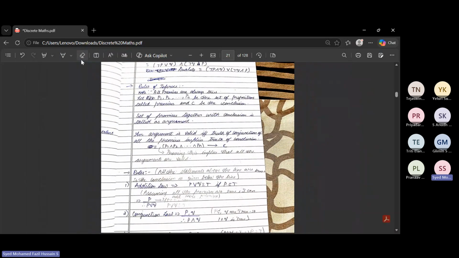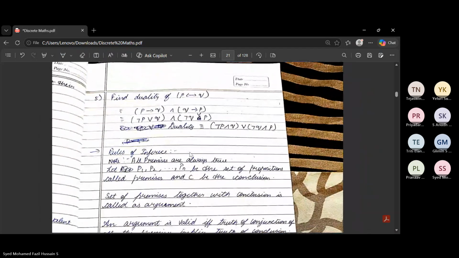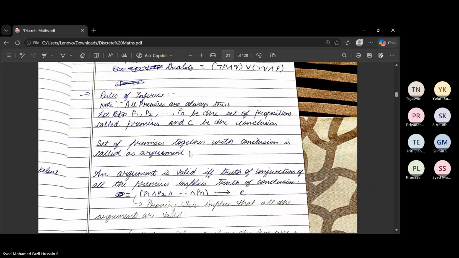Okay, now let's come to the rules of inference. Here, first we'll take note that all premises are always true. Here, let P1, P2 till Pn be the set of propositions called premises. Each proposition, that is the statement, is called a premise, and C is the conclusion, the final statement that we get from the premises. If we use those premises, we get to an end, that is called the conclusion.